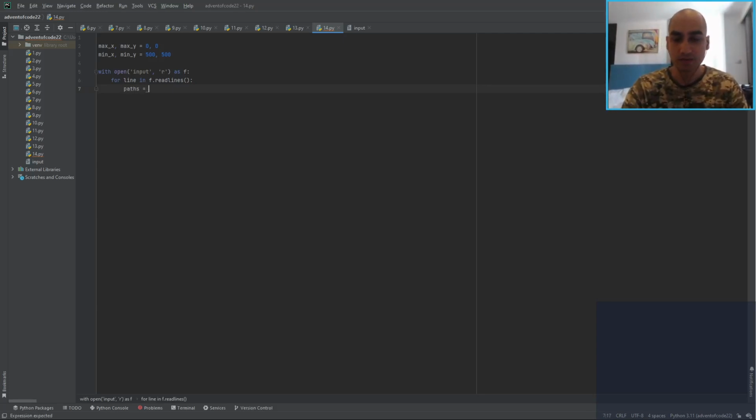Paths equals line dot split. I think we have to strip it as well. What does it look like? Okay.